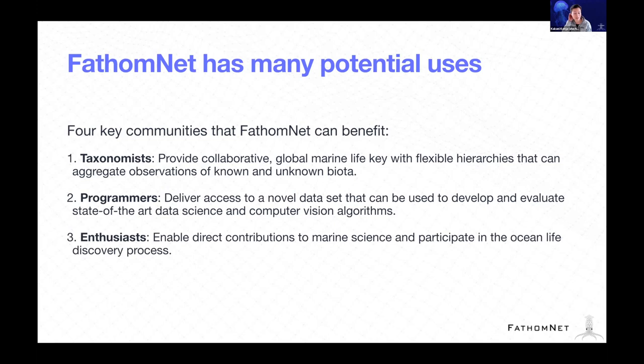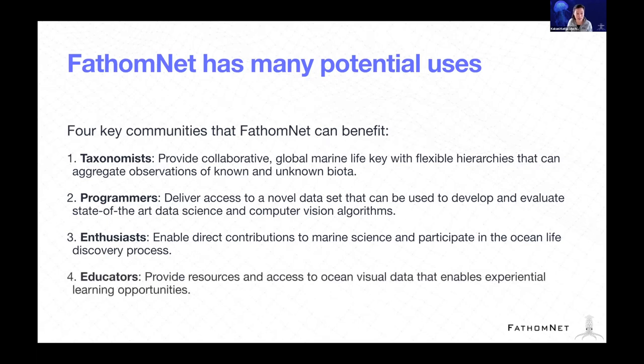And then also enthusiasts. I think we've spoken with a lot of enthusiasts. In fact, we have members of the live stream oceanographic community that have helped us understand that they would like to contribute more. The ocean is an important place with lots of interesting, exciting life, and there's ways that we can incorporate their energy and their expertise into this process as well. And then finally, educators, the fact that we can provide resources and access to ocean visual data for experiential learning opportunities. And so for the purposes of this workshop, we're really focusing on the first three.